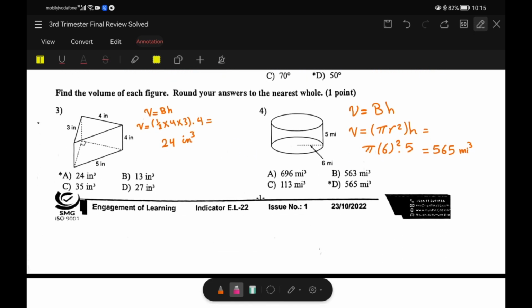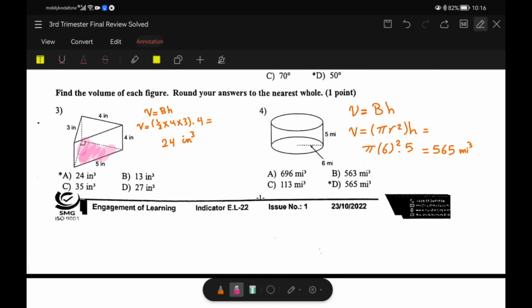Number 3, find the volume of each figure. If you have any prism, to find the volume we use the same rule. Volume equals B times H, where B means the area of the base and H is the height of the whole shape. Here the base is a right triangle. The area of any triangle equals half of the base length times the height of the base.